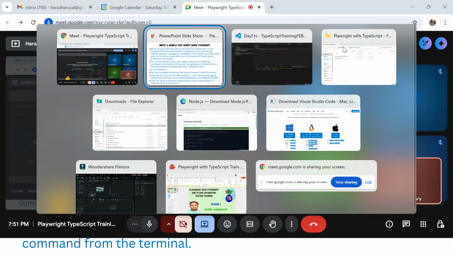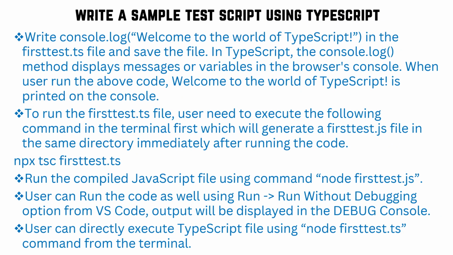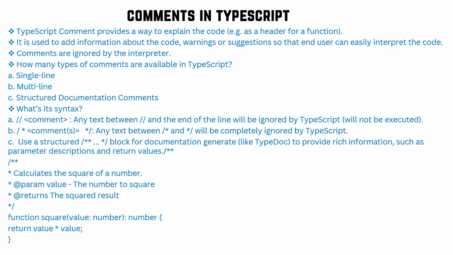Okay, cool. Very good. Now we'll try to go more deeply into TypeScript. First, we'll understand comments, because comments are very important for any programming language. Comments help us give more information about the code. TypeScript comments also provide a way to explain the code as a header or for functions, or sometimes when we have a lot of code and want to disable a couple of lines from execution, we can do it instead of removing them.